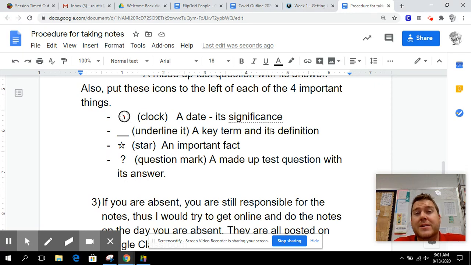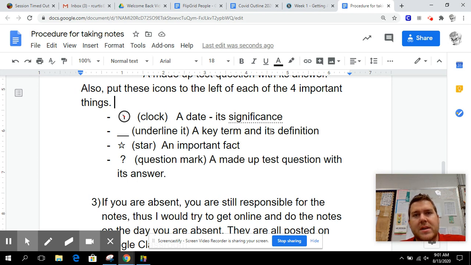You also want to find a key term. Sometimes the textbook will have an underlined or highlighted term, and you can write that term down and its definition. Sometimes there won't be a highlighted term, and you just need to pick out something that's important and be like, Quran, that's the holy book of Islam. It might not have been underlined, but you're like, that's a key term, I want to write that down. An important fact, you put a star by it, that's just any important fact.